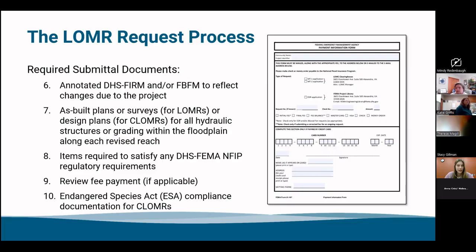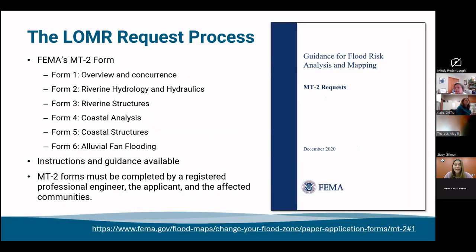Next slide here. I guess I was a little ahead on answering one of those questions, but the overview and concurrence form is one of the forms that is required for a letter of map revision. It's going to outline the project, such as the project narrative, the communities that are involved in the LOMR, and then their concurrence, which is saying that they've been involved in the process.